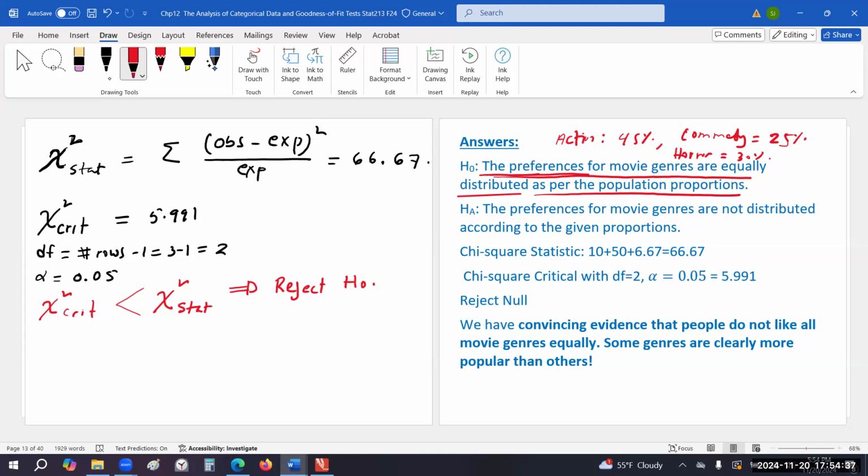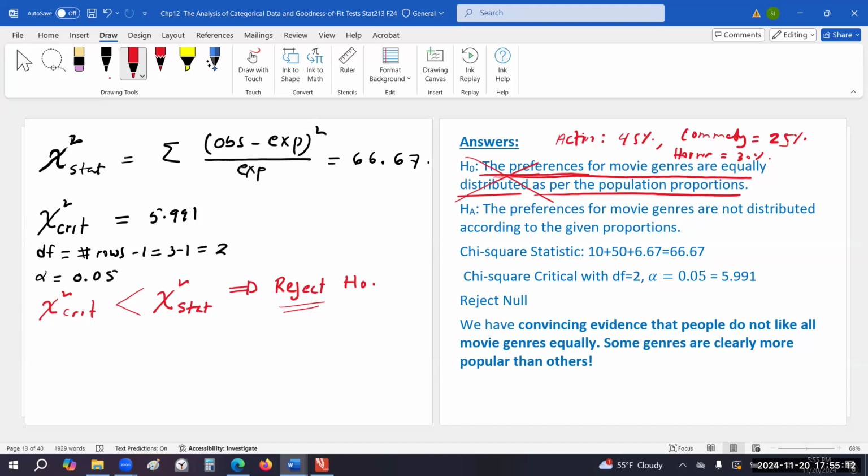So the null hypothesis is false, in other words. The null hypothesis is saying that whatever we have, they're equal. The sample and population proportion, they're equal. The alternative says, no, they're not equal. We have some discrepancies. So in here, we reject the null. It means no, the genres are not equally distributed. So we have some differences. Some people may like one genre more than the other genre.